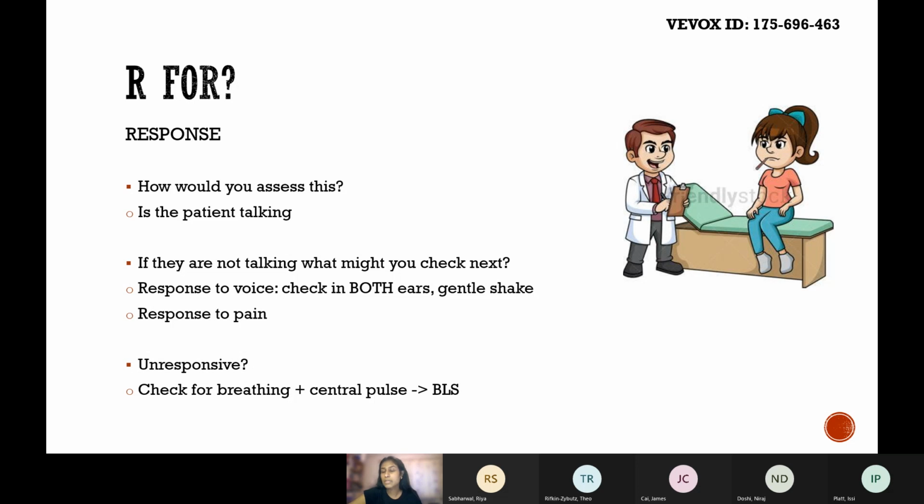But then what if they're unresponsive even to that? What are you going to be doing next? And this can sometimes happen in an OSCE station as well. Call for help, very good point, and we're going to come to that. Just before calling for help, is there something you want to assess? If they're unresponsive, what are you going to be worried about?